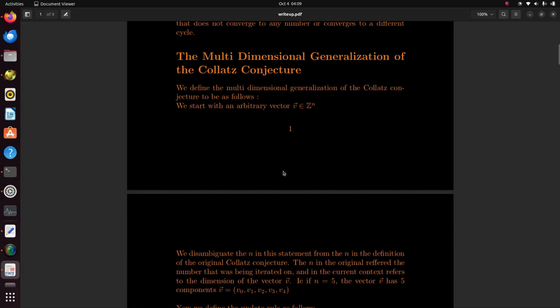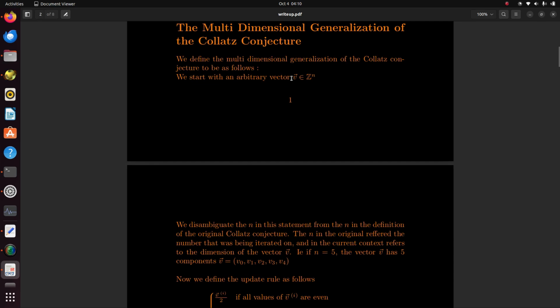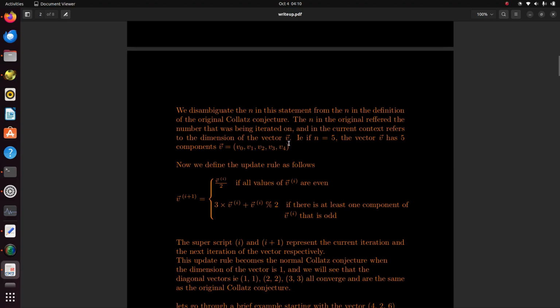So the multidimensional generalization of the Collatz conjecture. We have a vector of integers of size n. So that essentially means we have a vector. Like here, this is a vector of length 5, 1, 2, 3, 4, 5, although by convention the indices start at 0. And each of these values is an integer.